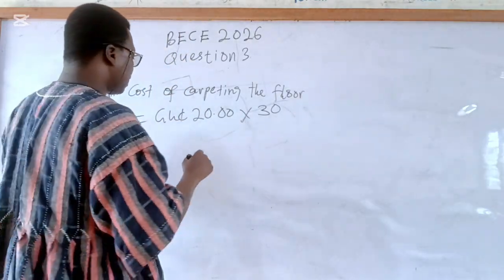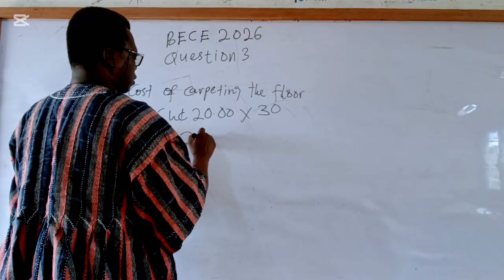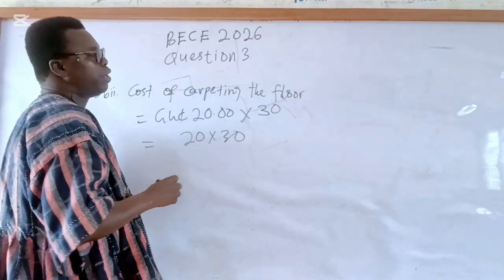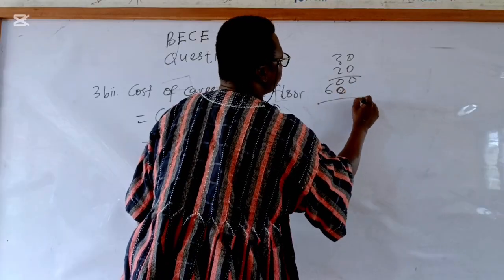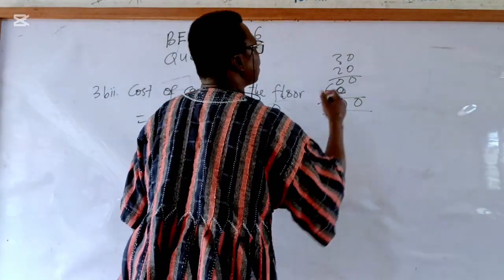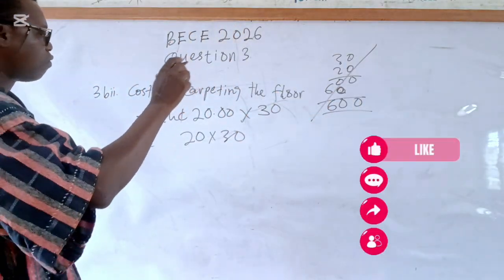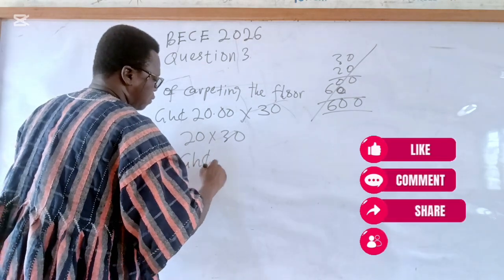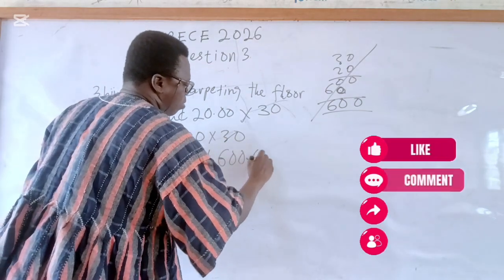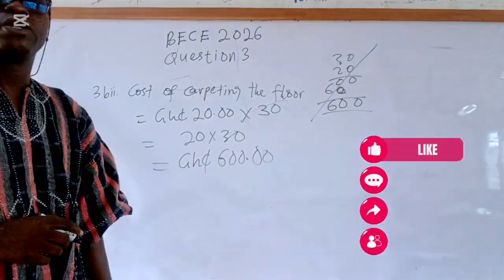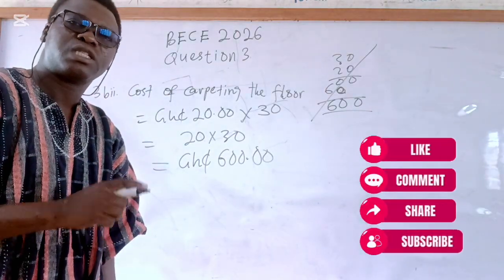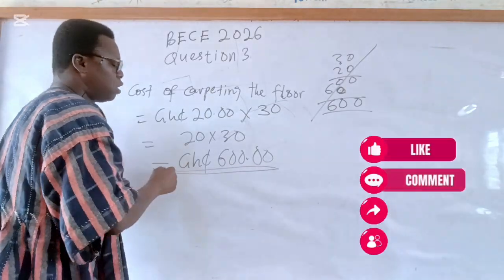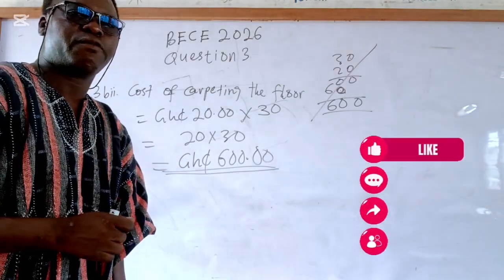So this will give us 20 times 30. And when you do your rough work, you get 600 Ghana cedis. So you cross this, that's your rough work. Then you come to get 600 Ghana cedis. So it will cost you 600 Ghana cedis to carpet the floor.